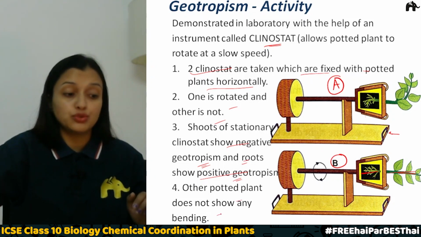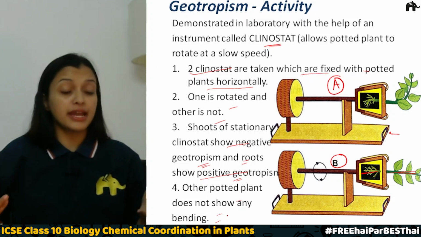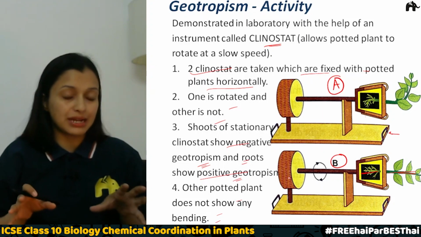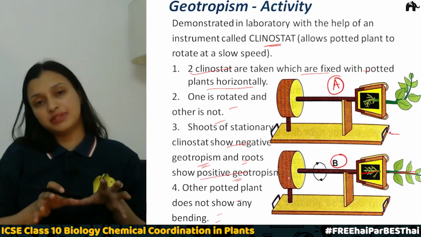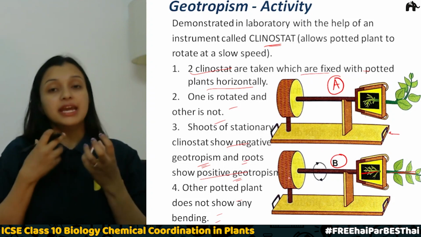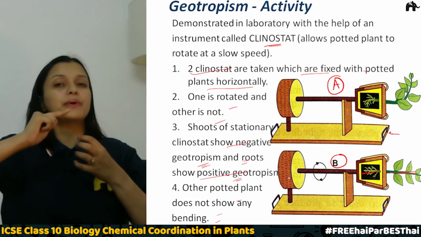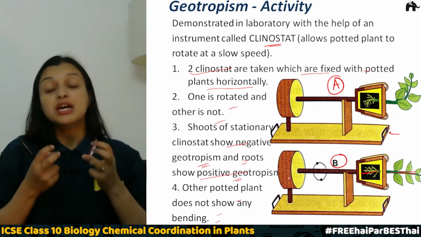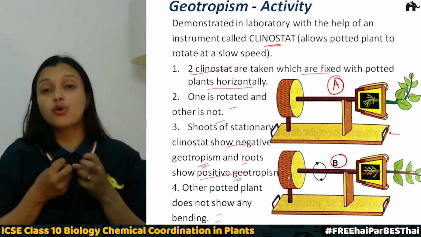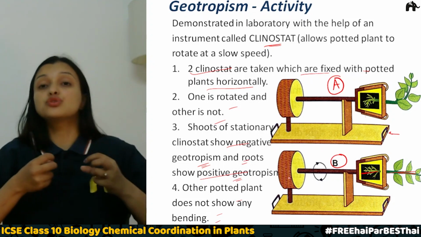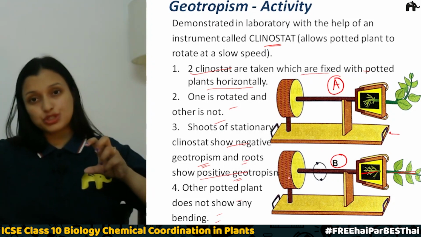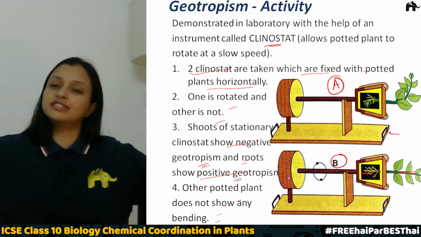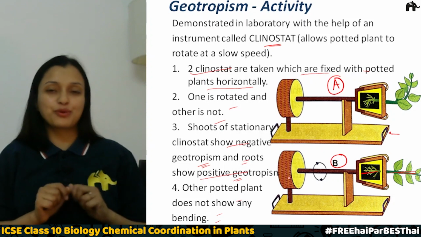Now, the other potted plant does not show any bending. Why? Because in this case, all the parts of the plant are equally exposed to gravity. Correct? Since we were rotating it at a very low speed, each part was experiencing the gravity equally, so there was no bending. The shoots went straight and the roots also went straight. So basically this plant was growing in a horizontal direction. Clear? So I hope the question is clear.